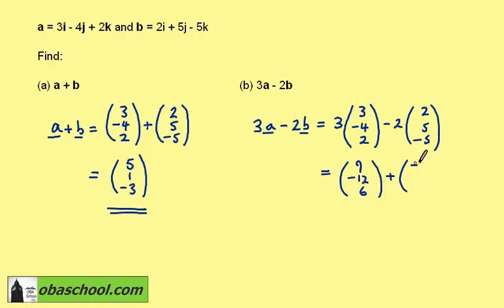and minus 2 times 2 is minus 4, and then we get minus 10 and plus 10. Now we simply need to add. 9 add minus 4 is 5, minus 12 add minus 10 is minus 22, and 6 plus 10 is 16.